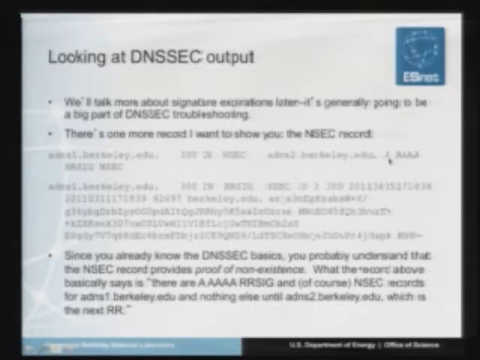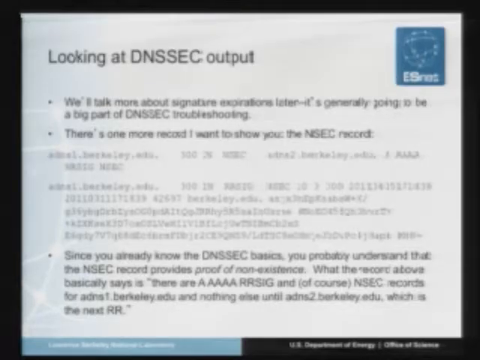And I have an A and a quad A record, plus the RRSIG and the NSEC record. So there are 4 records for this particular domain, and no more. And then the next one is this adns2.berkeley.edu. So not only are there no more than 4 records for this domain name, there's nothing between it. There's no other domain name. There's no adns1aa.berkeley.edu. So I can prove non-existence between that record and the records that it has, and anything in between it and the next record.